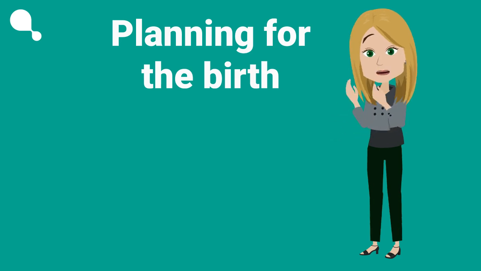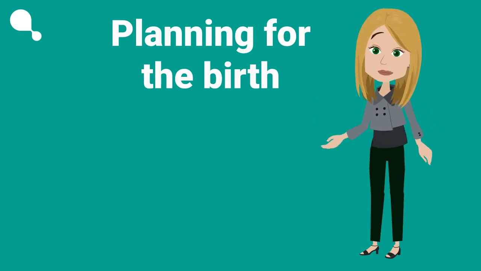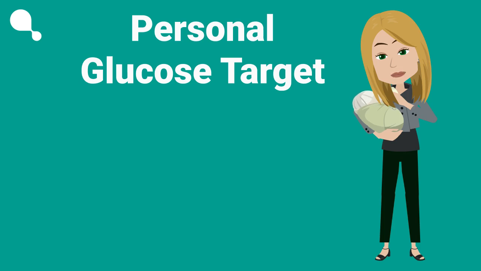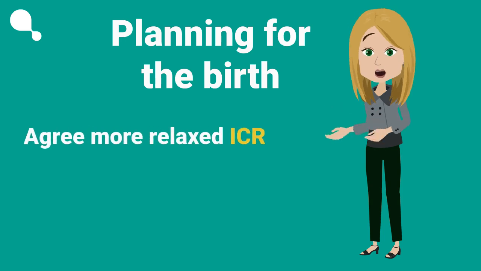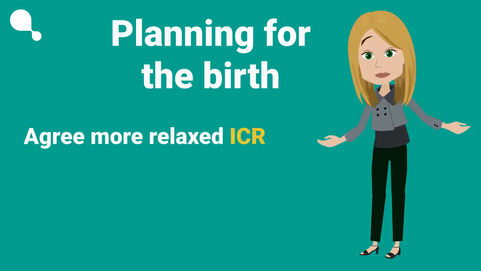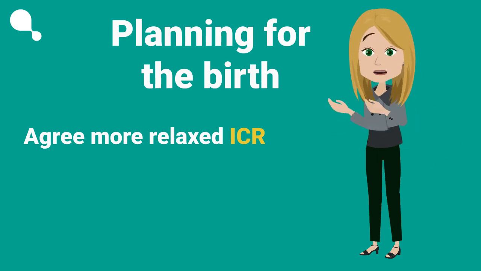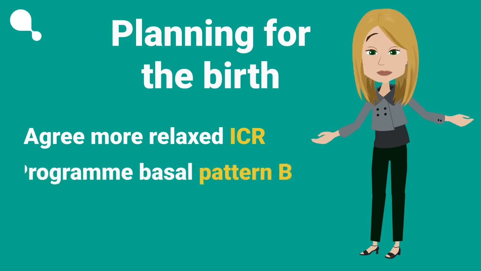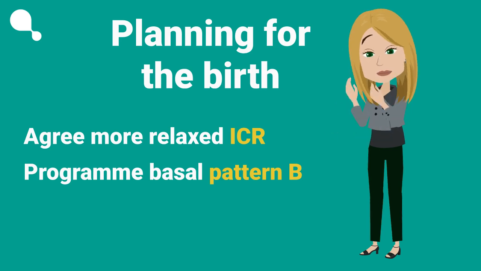Towards the end of pregnancy, it is good to plan the setting changes that need to be made at the birth. The personal glucose target needs to be increased to at least 108 milligrams per deciliter across the 24 hours of the day just before or after the birth. Agree more relaxed insulin to carbohydrate ratios with your diabetes team, which can be programmed into the app's bolus calculator settings after the birth. Program a reduced pump basal pattern B on the pump.